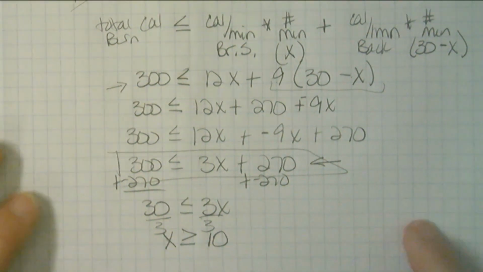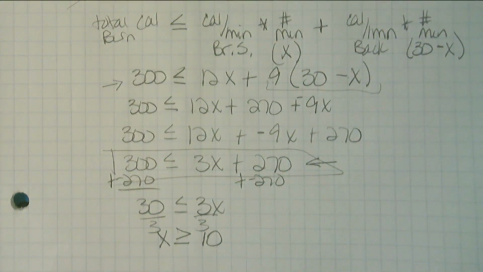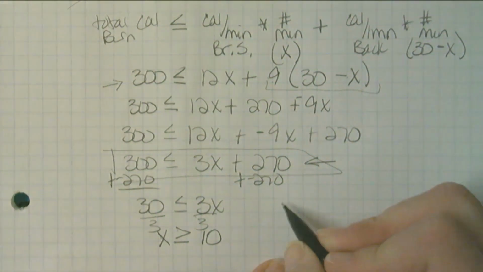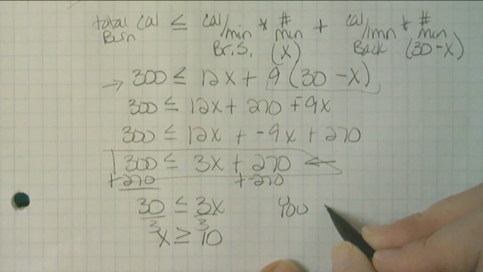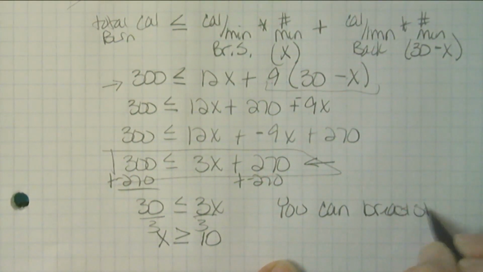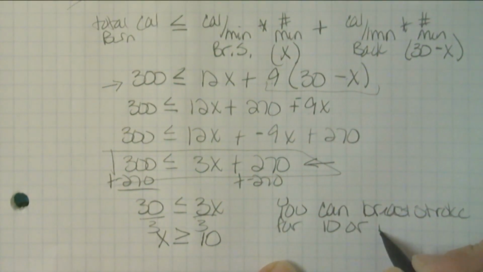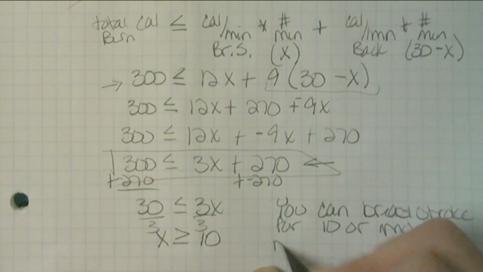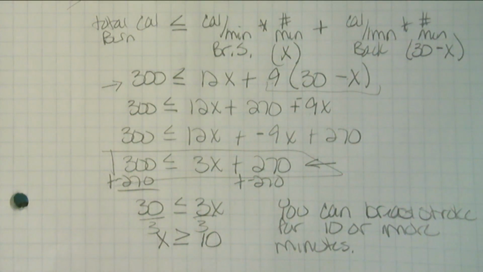So tell me, what would you do to explain your answer from here in a sentence form? Valentina? For 10 or more minutes? Yeah, so you can swim breaststroke for 10 or more minutes. How else could you have said that? AJ? Excellent, for at least 10 minutes.